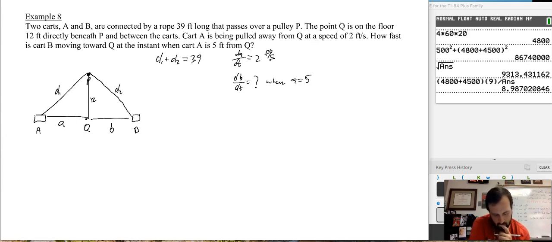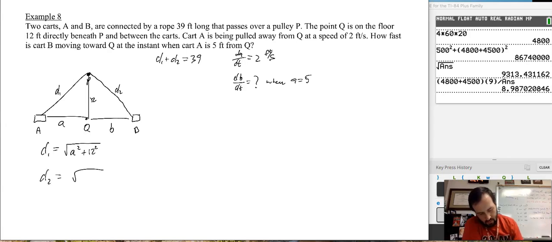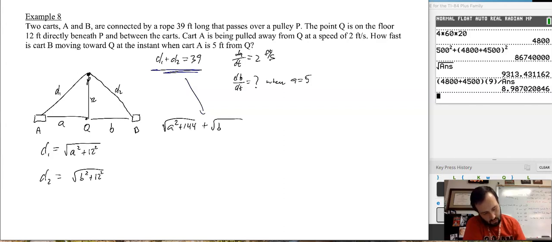So it'd be nice to relate A and B together. Well, by Pythagorean theorem, distance 1 should be the square root of A squared plus 12 squared. And d2 should be the square root of B squared plus 12 squared. So using that fact, plugging it in here and rewriting that, I would have root A squared plus 144 plus root B squared plus 144 equals 39. So now I have a relationship between A and B. So cool. That's really what I wanted.